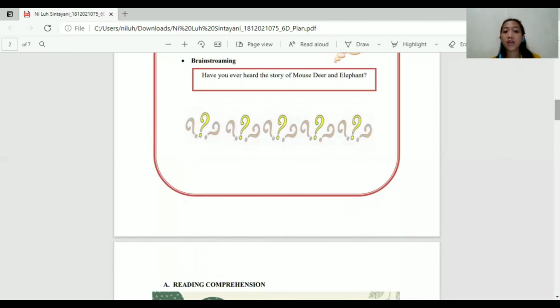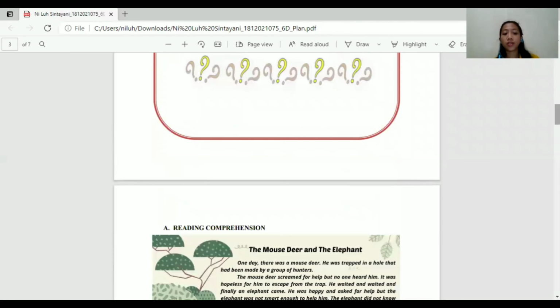And the third, there is brainstorming. It's about, have you ever heard about the story of the mouse, deer, and elephant? So here in brainstorming, students are expected to know what learning will be discussed in this lesson.